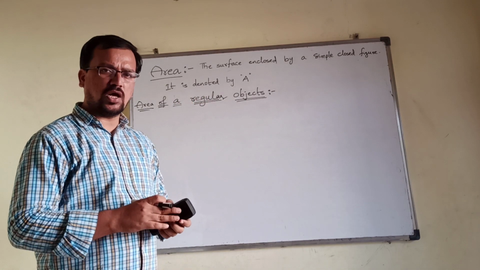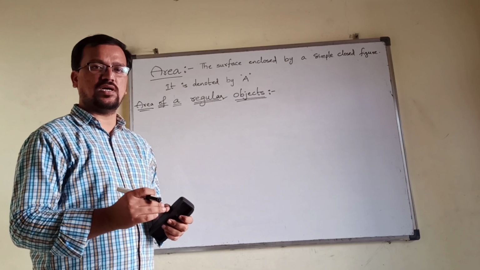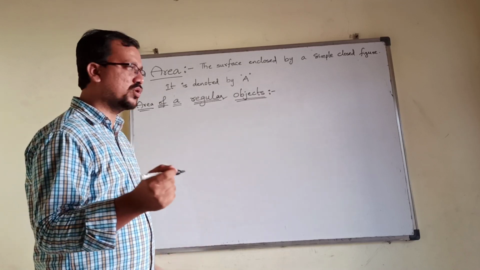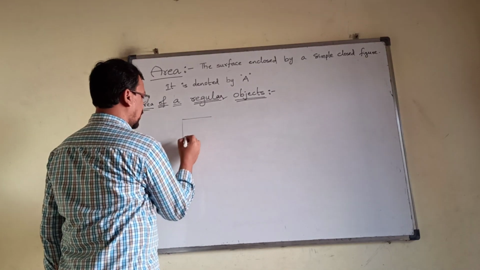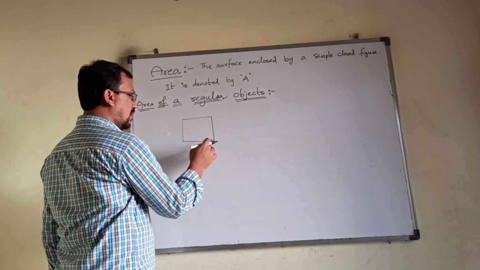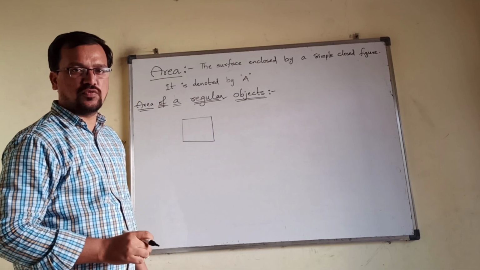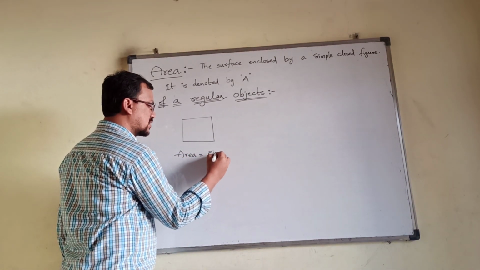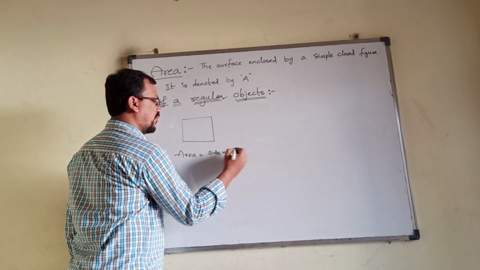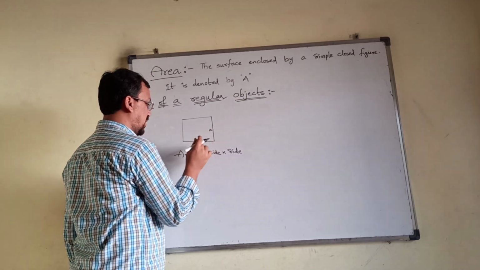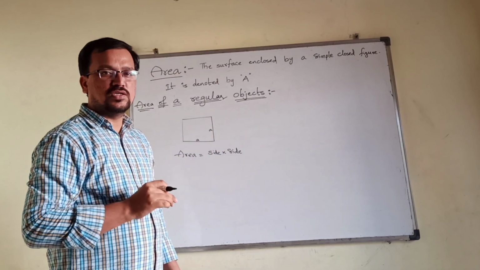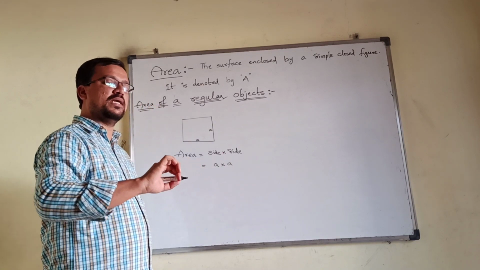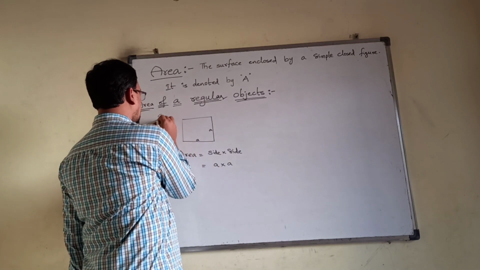What are regular objects? Regular objects are objects that have a particular shape and we can call them by name. We have already discussed the square. A square is a four-sided simple closed figure whose area is side into side. If your side is A, and the other side is once again A, because all four sides are equal in the square, the area of the square will be A into A. A is multiplied A times. This is about the square.